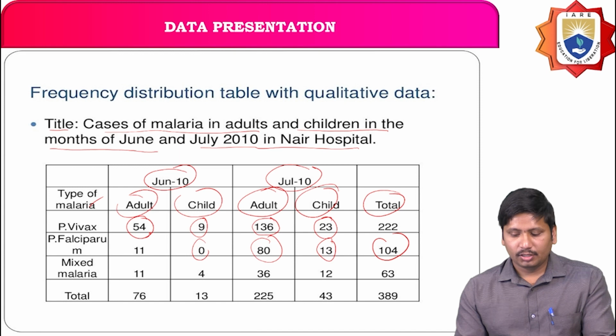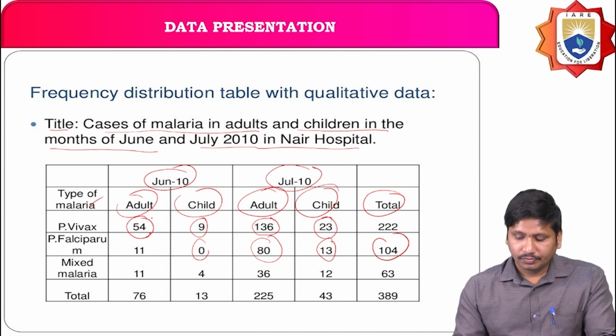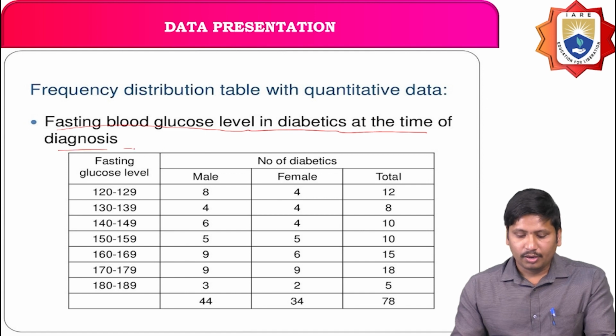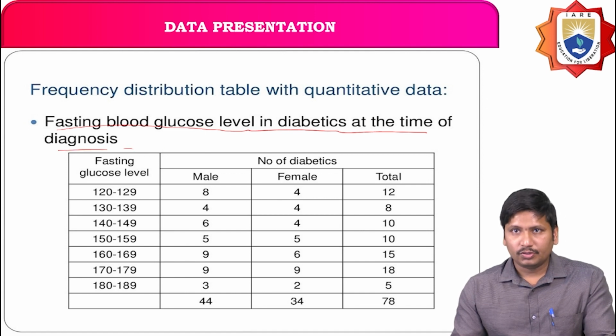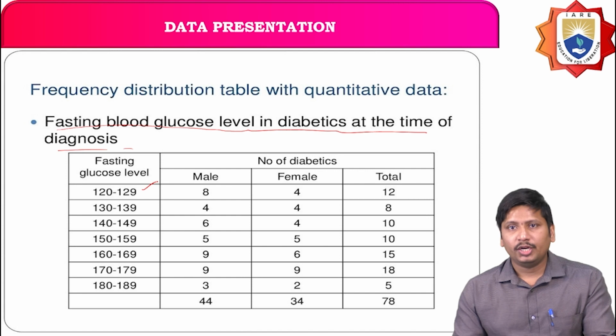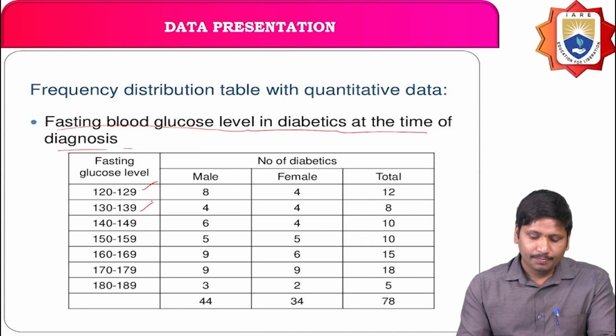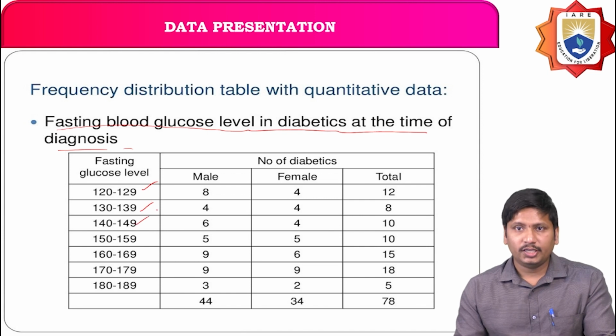The two variables we consider here are adults and children, in the month of June and in the month of July. Similarly, I defined some class intervals for diabetes. Let me take the fasting glucose levels in diabetes at the time of diagnosis. I want to create a frequency distribution table. So frequency means 110 to 129 is one class, 132 to 139 is one, and 142 to 149 is one.